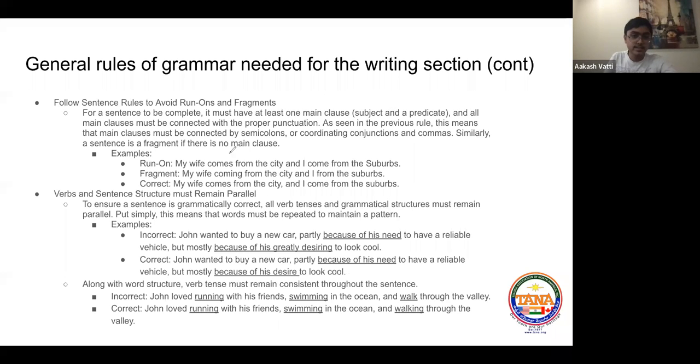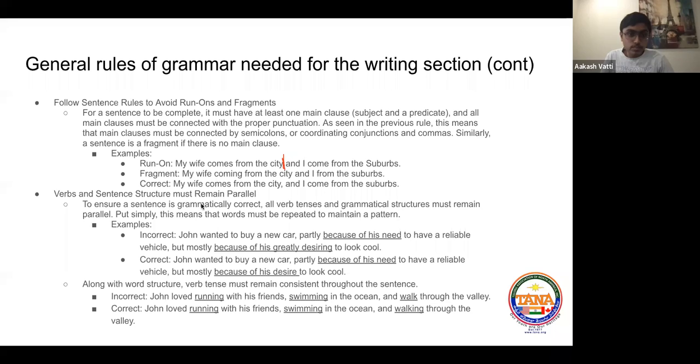So an example of a run-on sentence: my wife comes from the city and I come from the suburbs. This doesn't have any punctuation to split these two clauses. An example of a fragment: my wife comes from the city and I from the suburbs. There is no real main clause for this. I'm not really sure how to explain this, but there's still just no good punctuation in the middle of it, and this sentence is just grammatically incorrect.